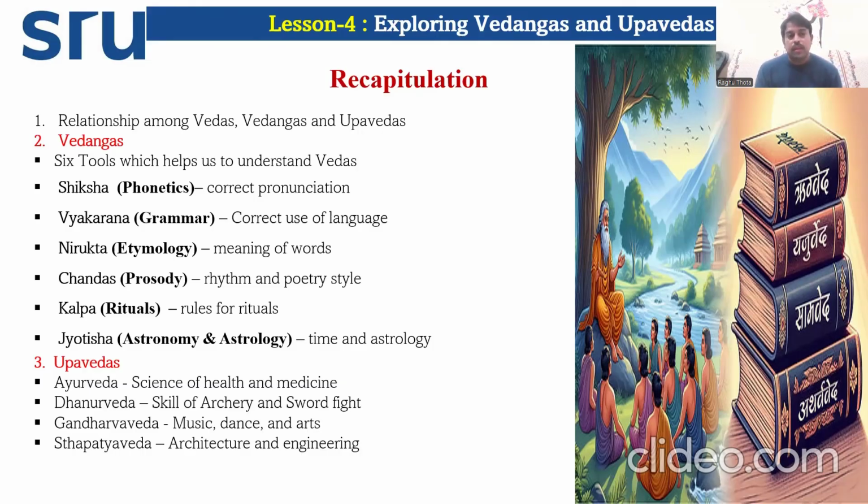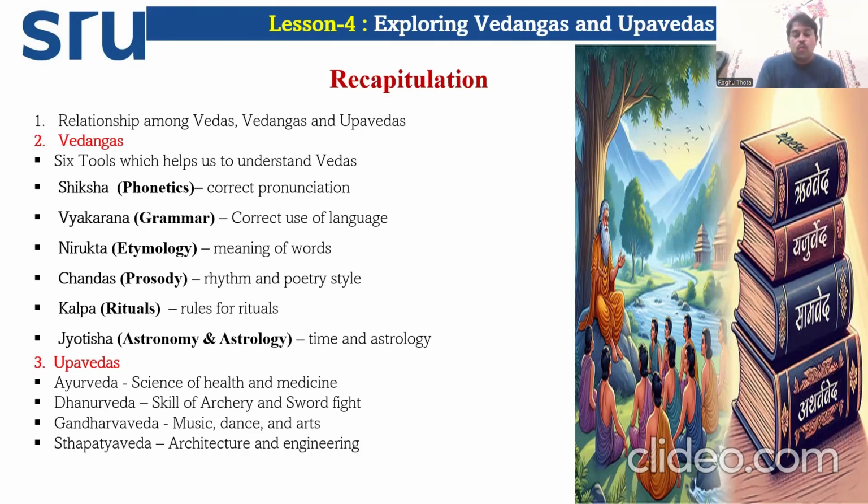So let me make it very clear. Vedas are nothing but the wisdom of knowledge. The wisdom and the knowledge which has been prescribed in the form of 4 books is called Vedas. So in the process of understanding the information in the Vedas, we need to rely on Vedangas, which are the 6 tools that help us to understand the information in the Vedas in a better way.